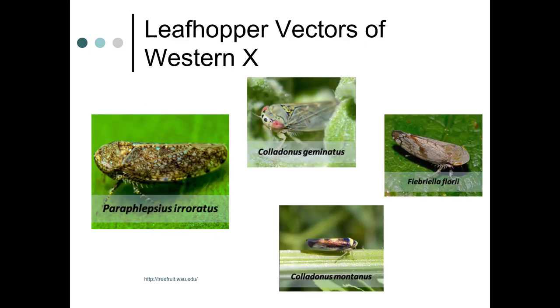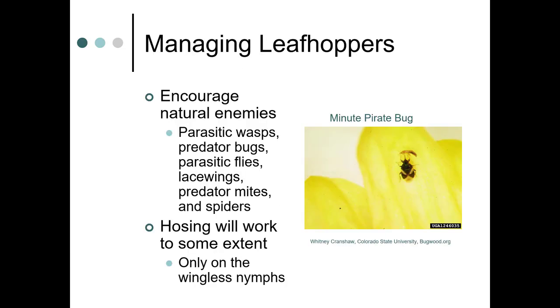And these are some of the leafhopper vectors of Western X. I've posted some information on this particular phytoplasma on Canvas. So encourage natural enemies, parasitic wasps, predator bugs, etc. And hosing will work to some extent, and if you did that right now, you might be able to catch the wingless nymphs. That's what's out there right now.